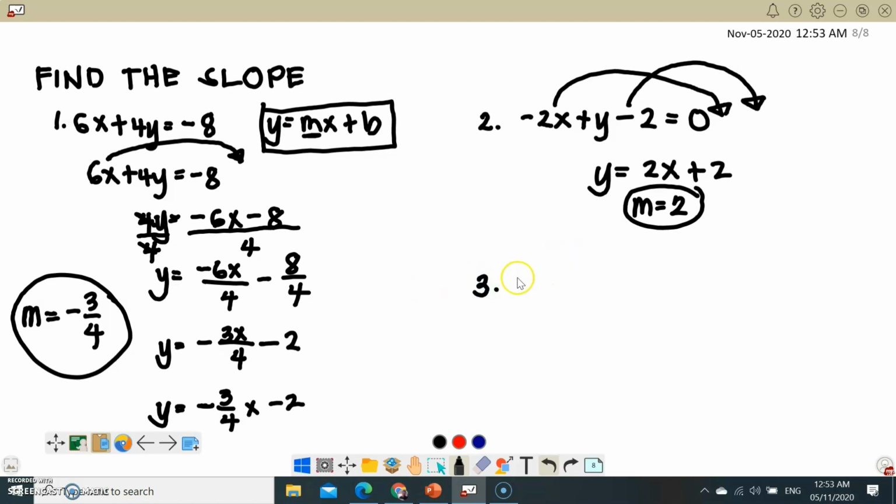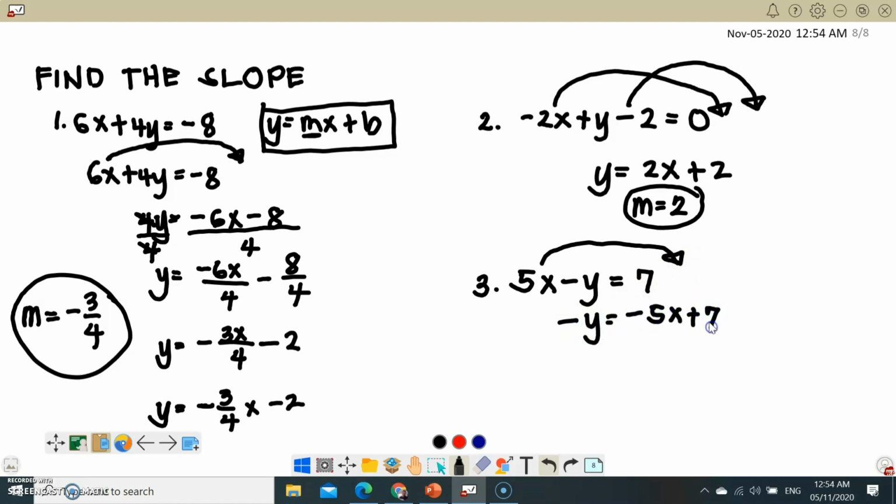Let's try one more. So we have here 5x minus y is equal to positive 7. Okay, so let us write this one or transform it into slope-intercept form following the form y is equal to mx plus b. So we transpose 5x to the other side of the equation. From positive 5x, it becomes negative 5x. So we now have negative y is equal to negative 5x plus 7.